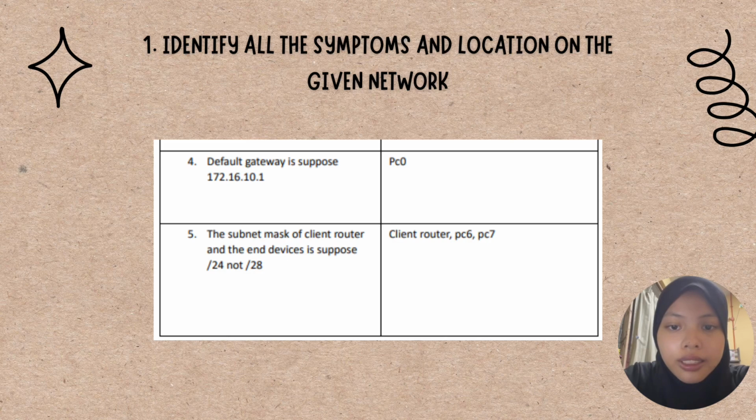Fourth, the symptom is that the default gateway is supposed to be 172.16.10.1. The location is on PC0. And lastly, the subnet mask of the client router and the end devices is supposed to be /24, not /28. The location is the client router, PC6 and PC7.